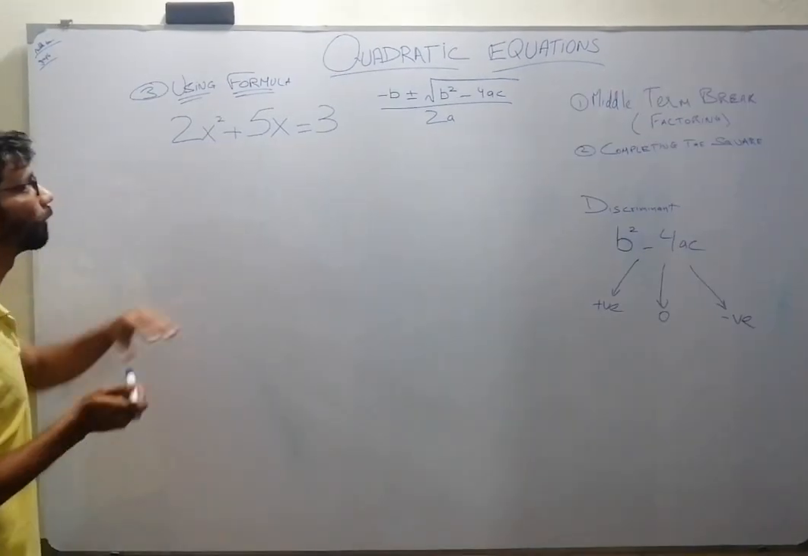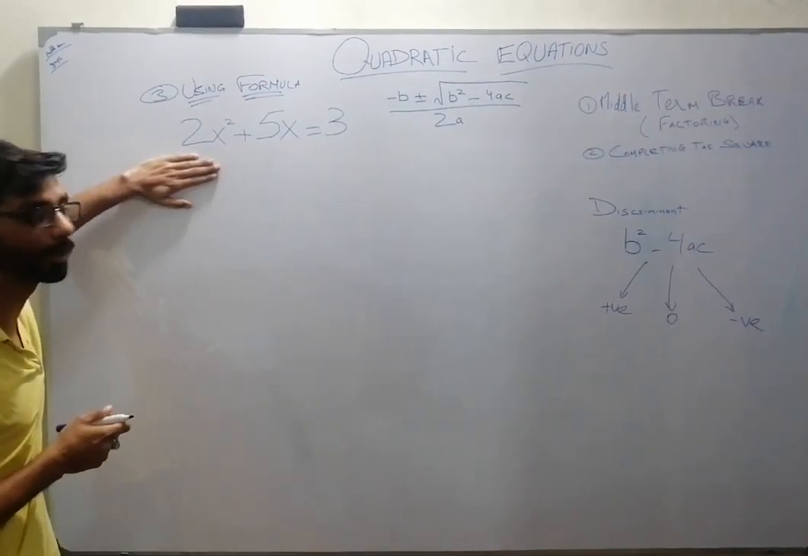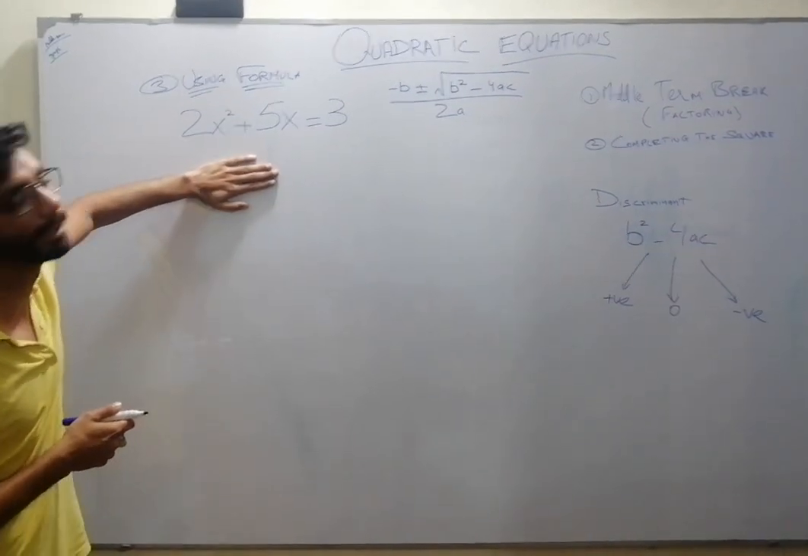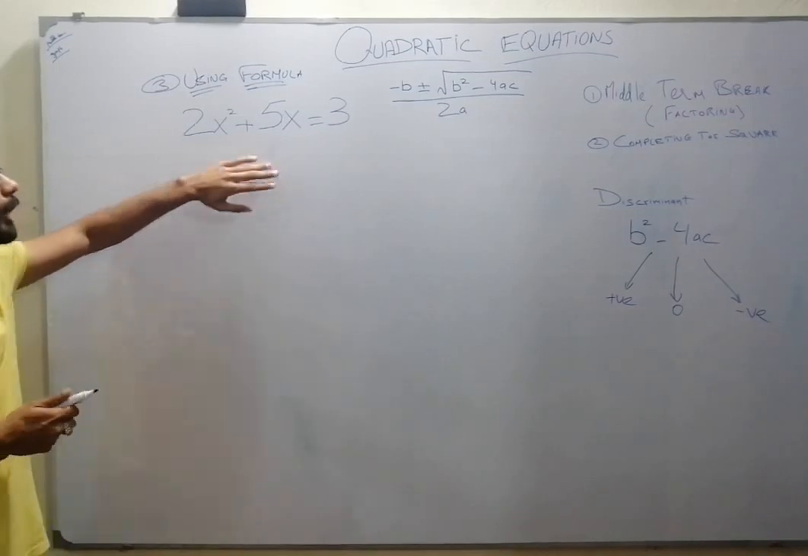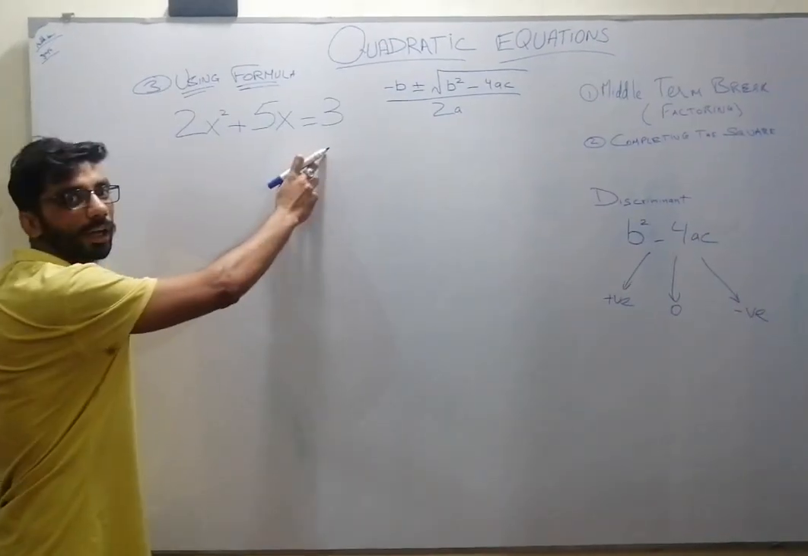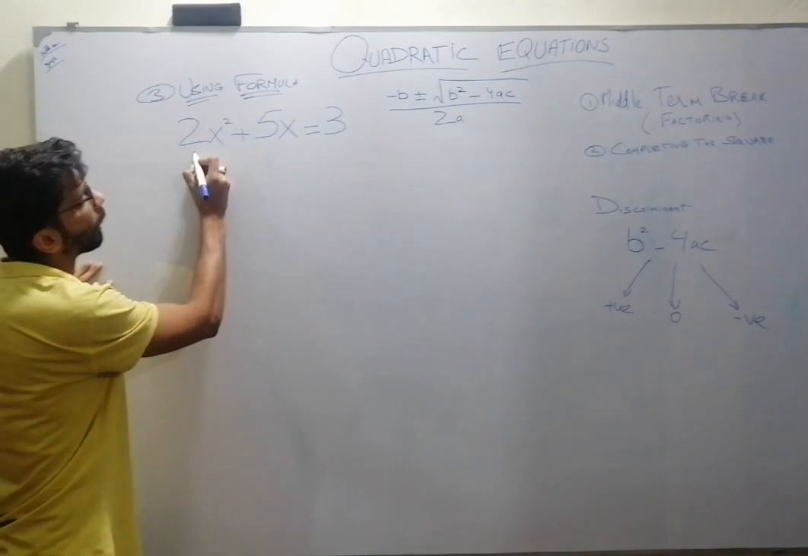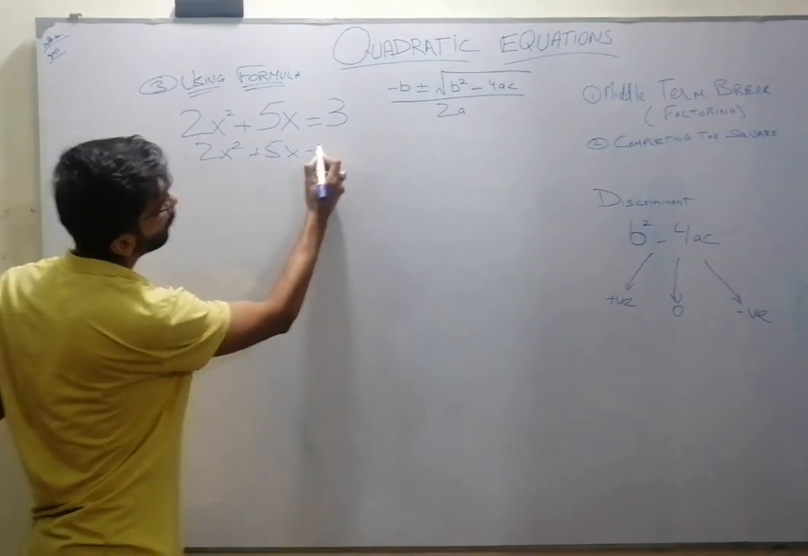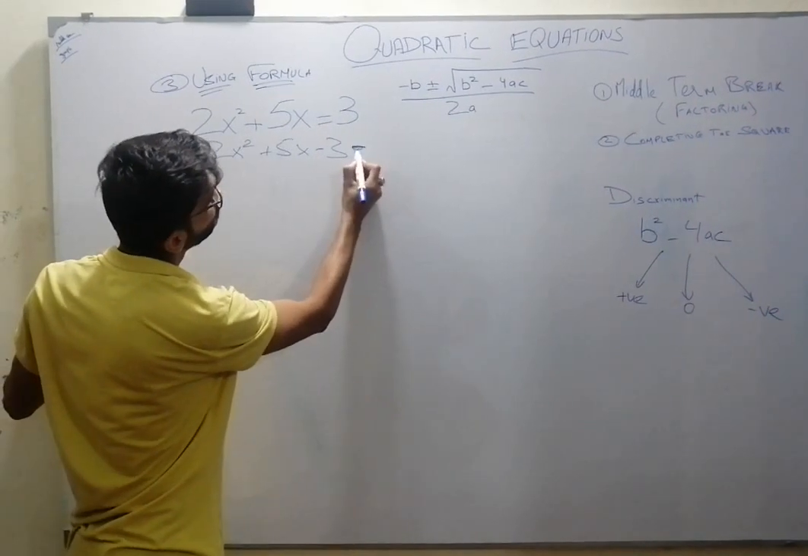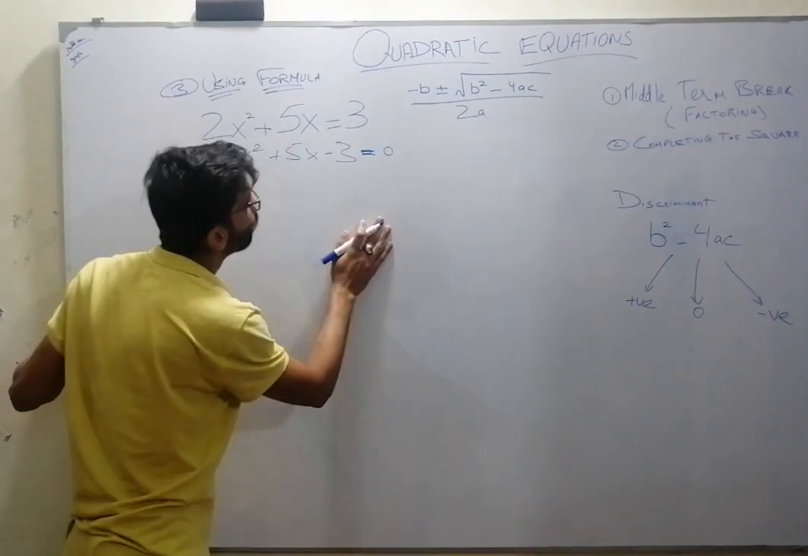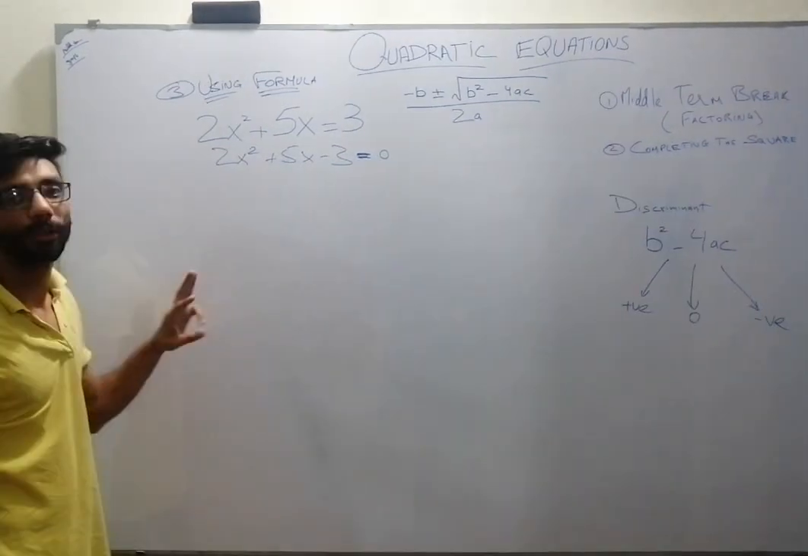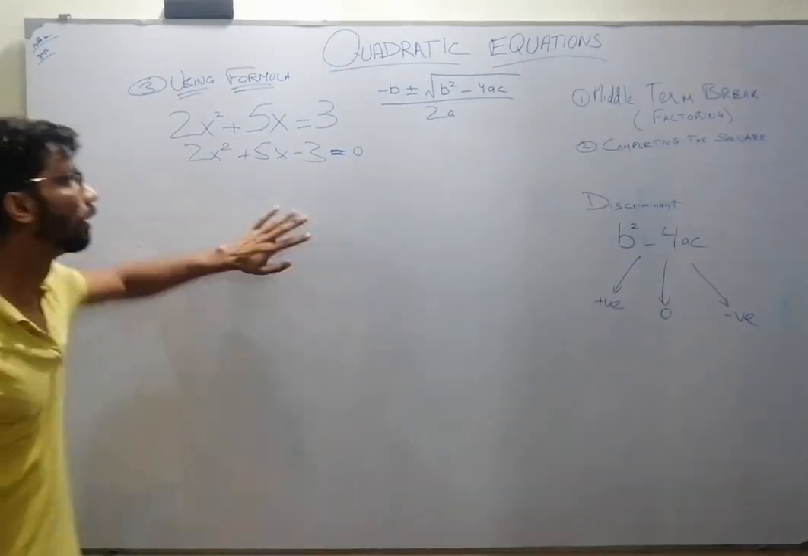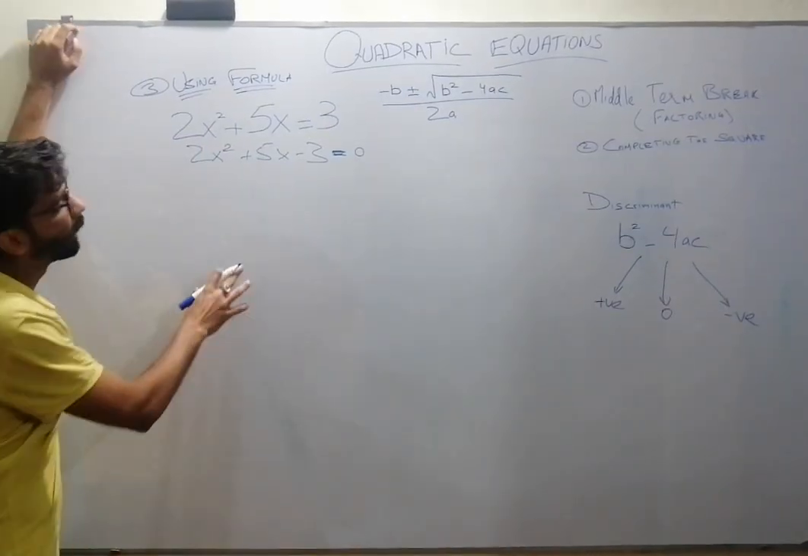Okay, let's do it. I've got this example for you, that is 2x square plus 5x equals 3. As we previously discussed in my last video, you have to create 0 on the other side of the equation. Let's do it. 2x square plus 5x minus 3 equals 0. So now we have got three variables in this formula. First is a, b, and then c. Okay, how do we identify those variables?